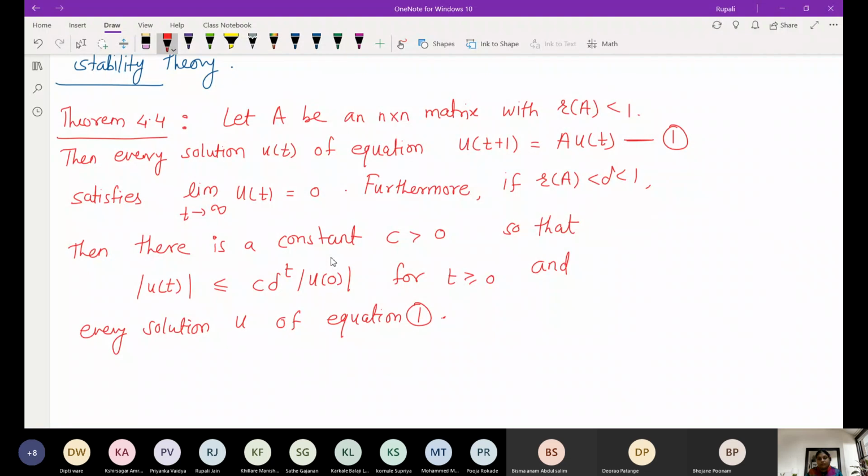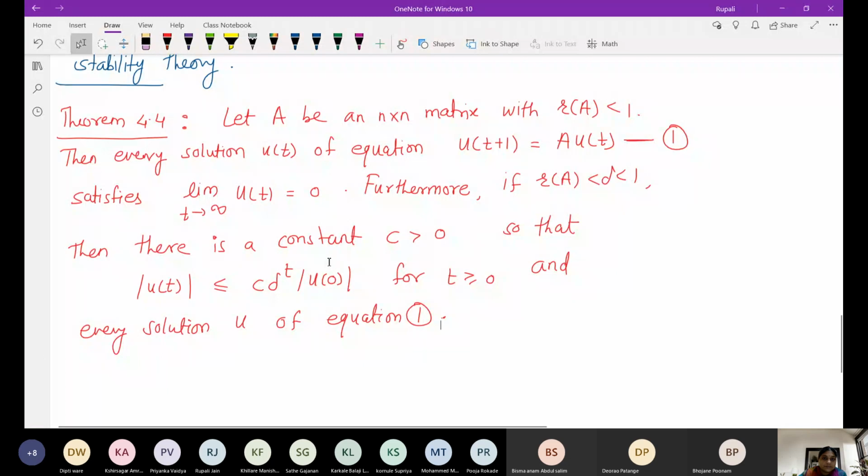Okay, what this says is that if A is an n by n matrix with R(A), the spectral radius of A, strictly less than 1, then every solution u(t) of the equation satisfies the limit as t tends to infinity of u(t) equal to 0. And furthermore, if there exists delta such that the spectral radius of A is less than delta less than 1, then there is a constant c greater than 0 so that the norm of u(t) is less than or equal to c times delta raised to t times the norm of u0. Okay, so we want to show this.